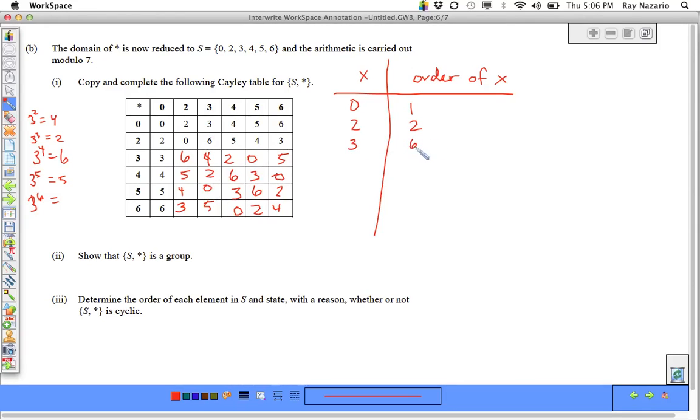This has order equal to the number of elements in the group. Order of element is equal to the order of the group. So this is a generator. At this point, we know that it's cyclic. So therefore, S star is cyclic.